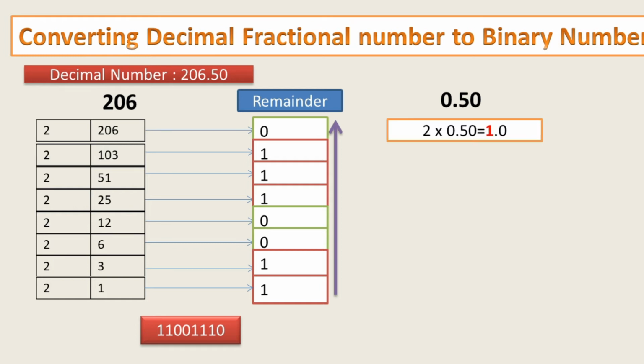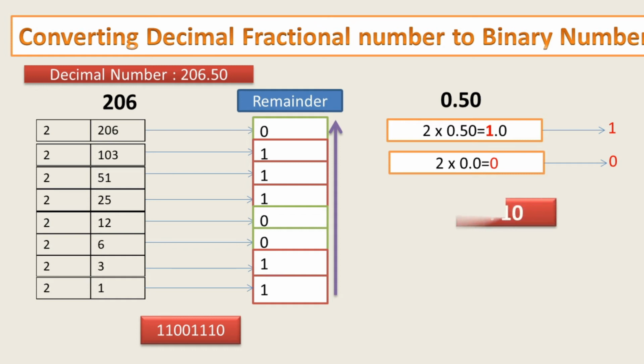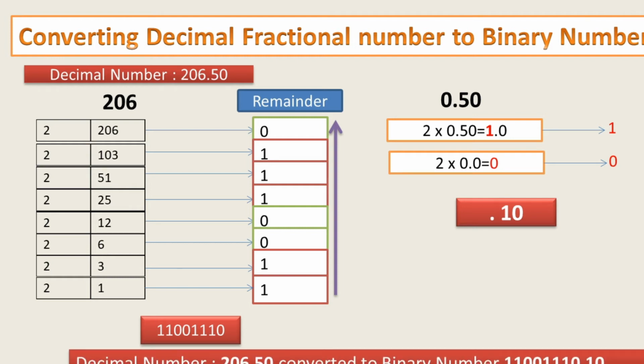When we multiply 2 with 0.50, the integer part is 1, and the fractional part is 0. So the first number is 1, and if I multiply 0 by 2, it will always be 0. So the second number is 0. So the main answer is that the decimal number 206.50 converted to a binary number will be 11001110.10.